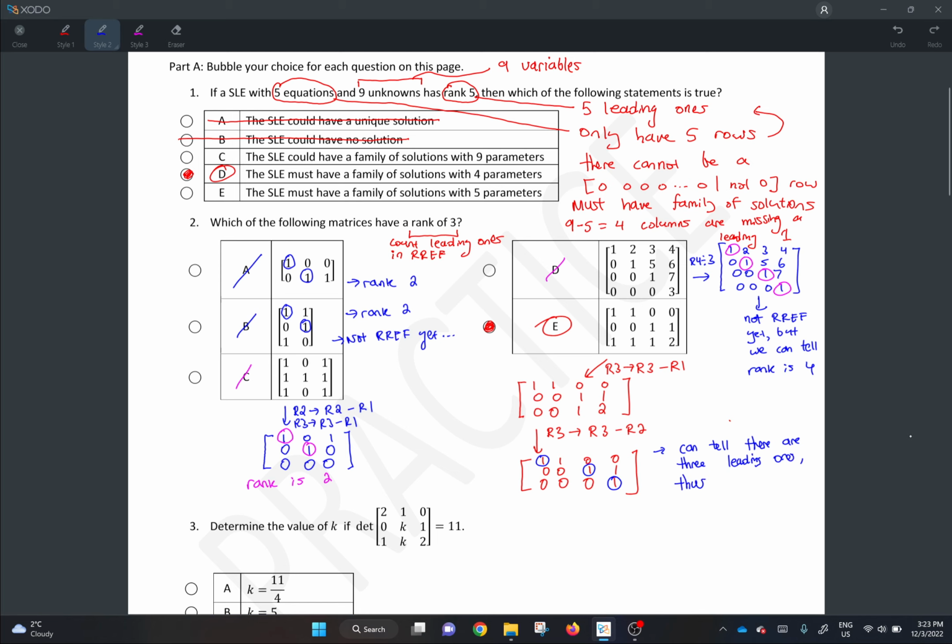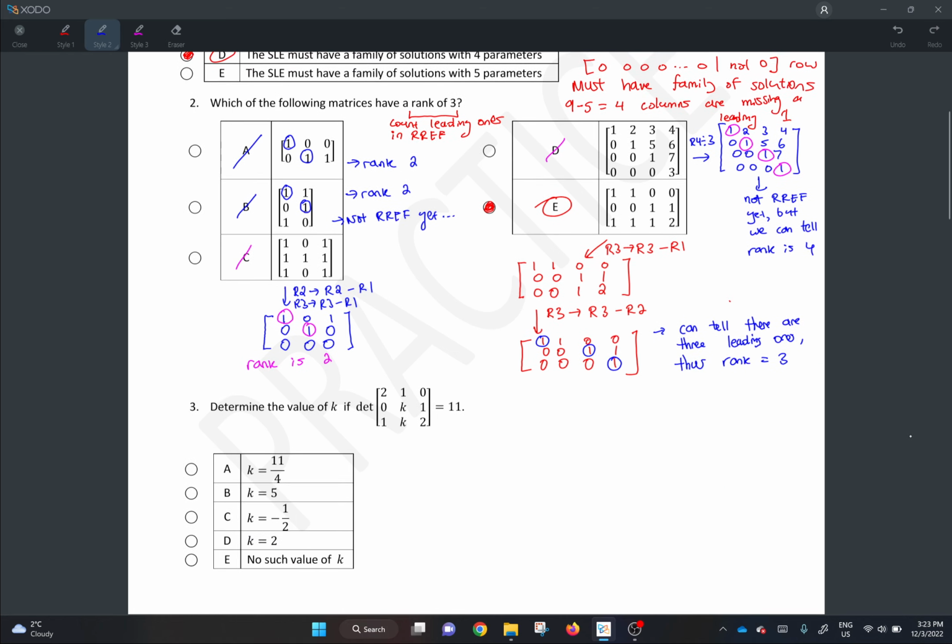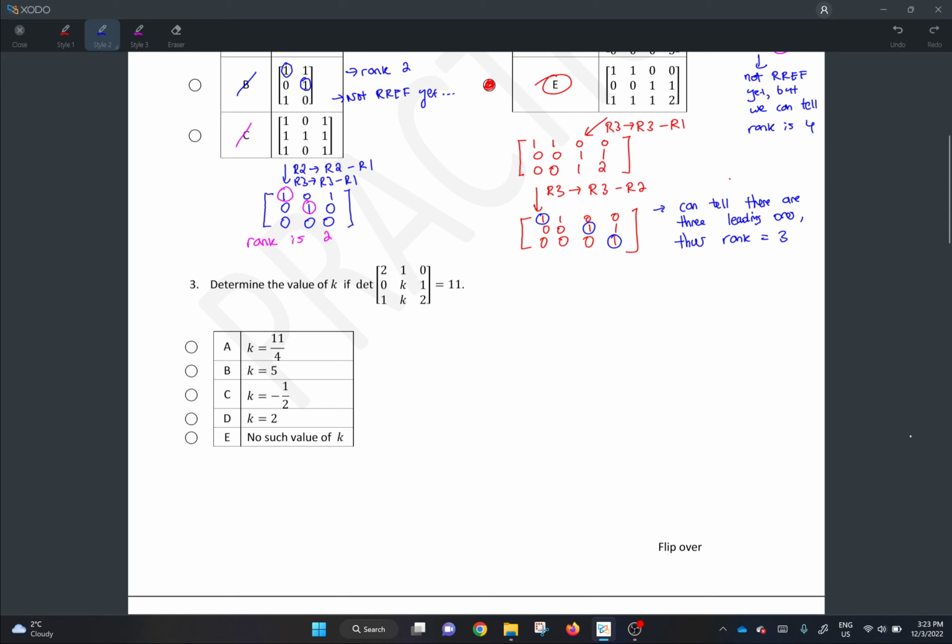Thus, rank equals 3, as required. Asking us which matrix has a rank of 3, and it was that one has a rank of 3. All right, question 3 asks to find the value of k that causes the determinant to equal 11.